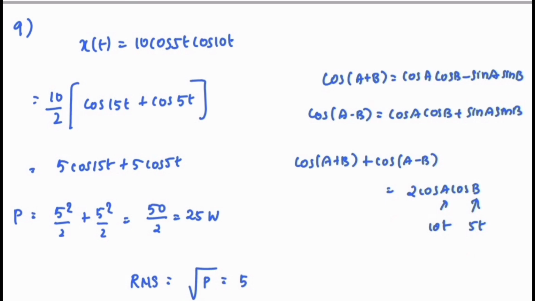Cos of 5t plus 10t is 15t. So cos 15t plus cos 5t, right? So now I can write it as 5 cos 15t plus 5 cos 5t. So the answer is 5 square divided by 2 plus 5 square divided by 2. That is equal to 50 divided by 2, that is 25 is your answer.